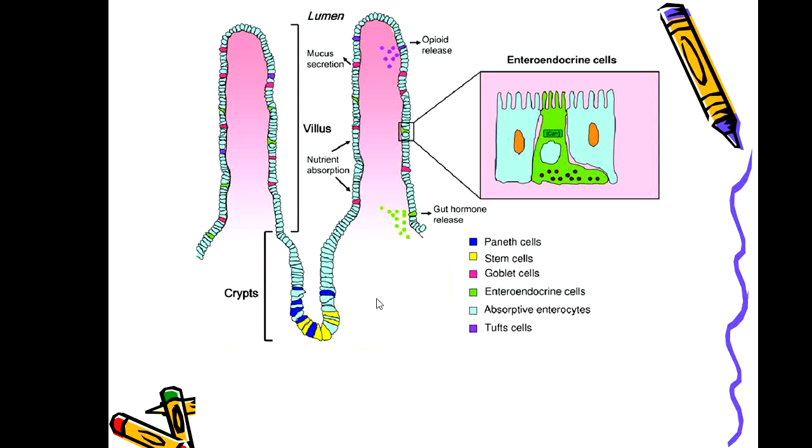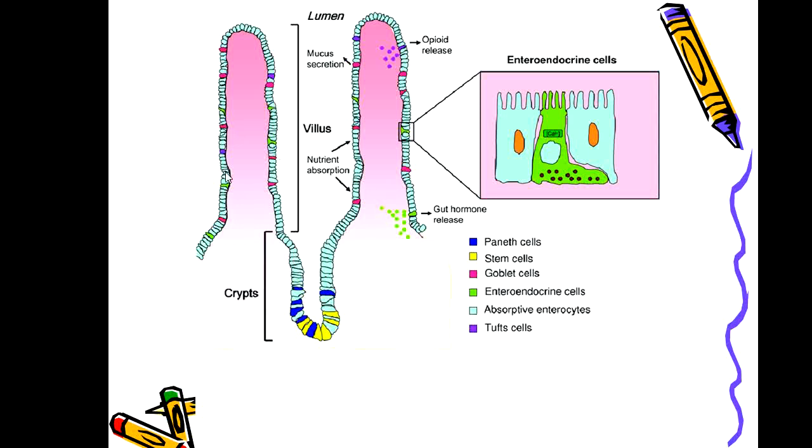Each villus consists of a large number of microvilli. These are the microvilli, and this one is a villus. Two or more are called villi, and a single one is called a villus. You can see that in each villus there are a lot of cells.